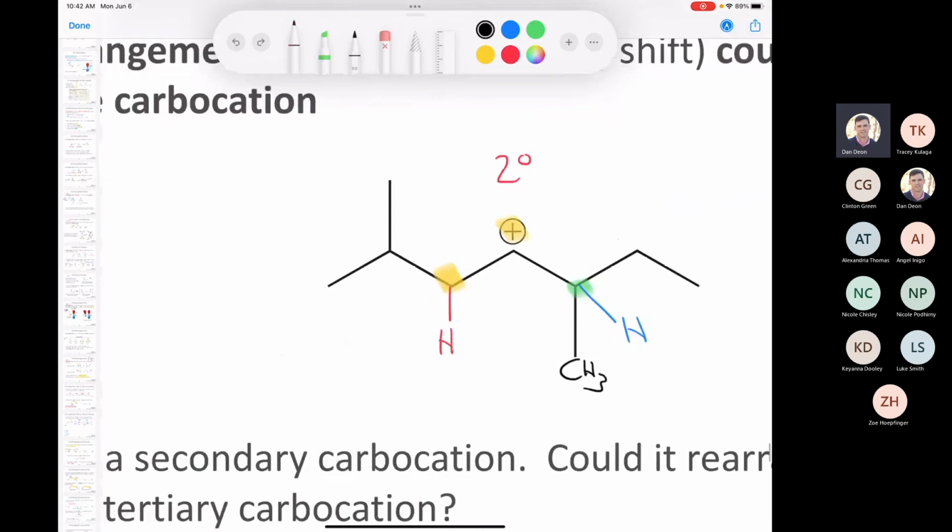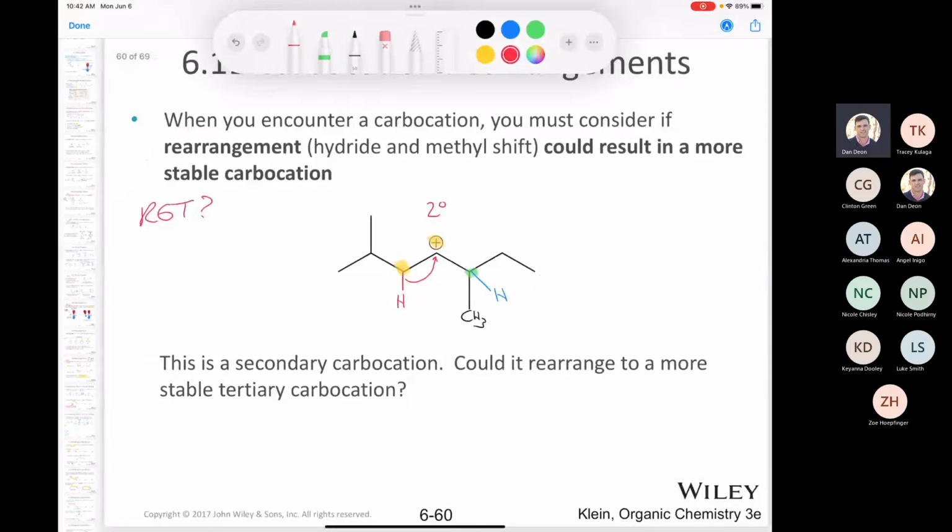Okay, what would that look like? The tail of your arrow is going to start on a pair of electrons, the pair in the bond, and then it's going to end up on the nucleus, like that. That would be a rearrangement. Now let's draw what you would get from that. Let me erase this. So you would end up with these 2 methyl groups.